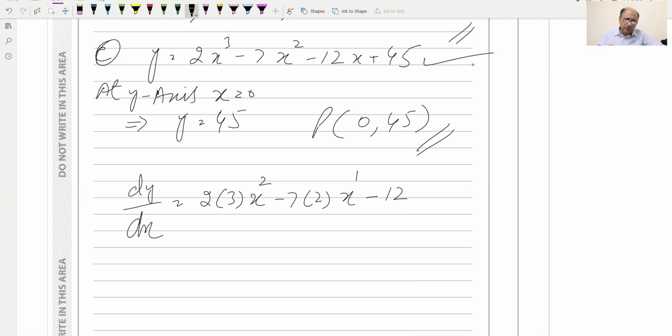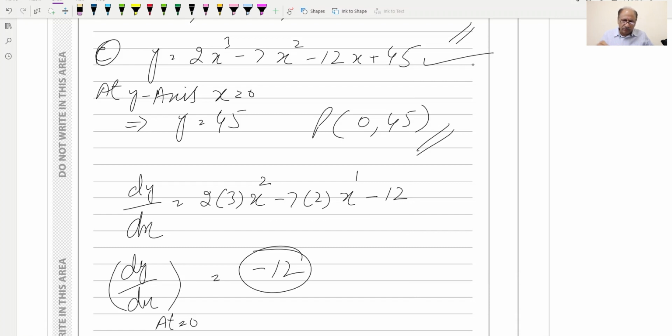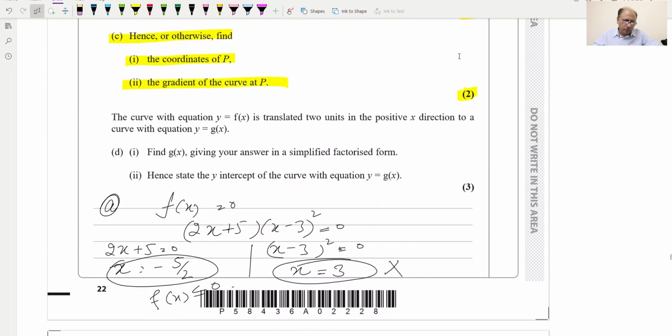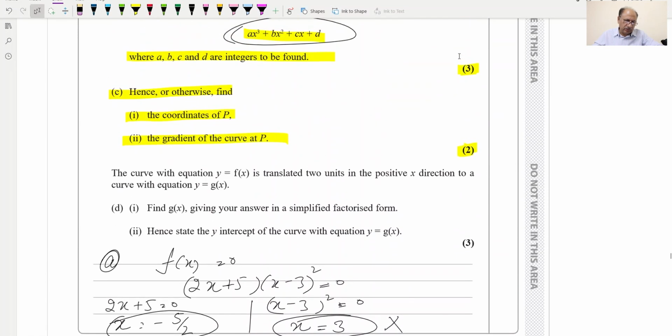Okay, now we can find dy by dx at this point, at x equal to 0. At 0 this will be equal to minus 12, because the rest of these two terms will be 0. So minus 12 will be the gradient at P, which we were supposed to find.